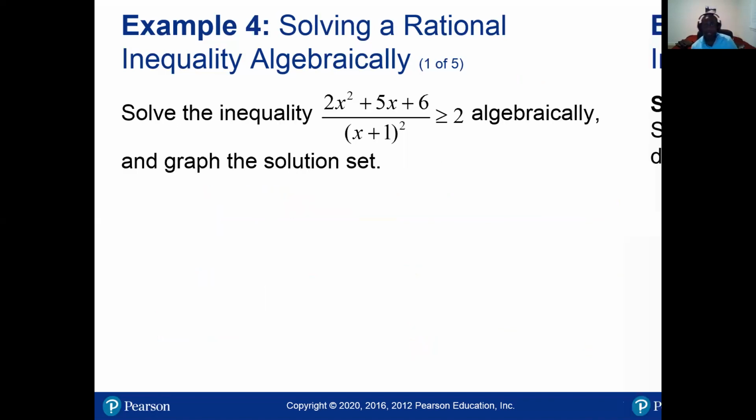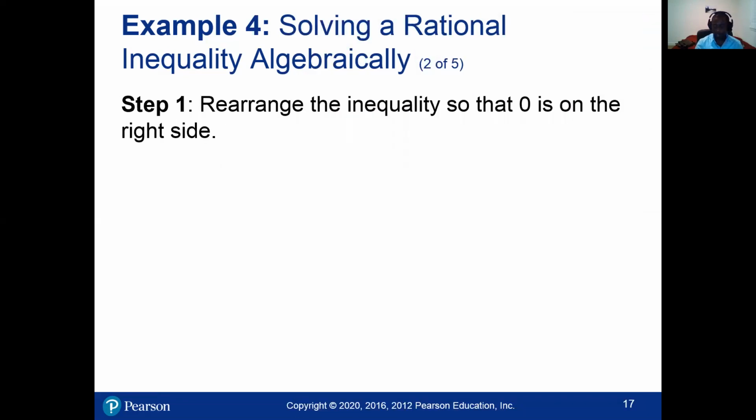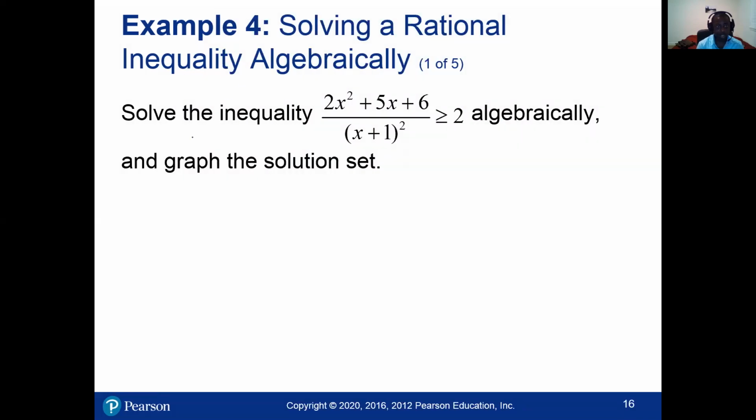All right, last example. Okay, it is not like the previous one where the right hand side of the original inequality was 0. And so here we have to do some algebra. All right. Now let's go through. First, let's look at the function. Solve the inequality (2x squared plus 5x plus 6) divided by (x plus 1) all squared, greater than or equal to 2.